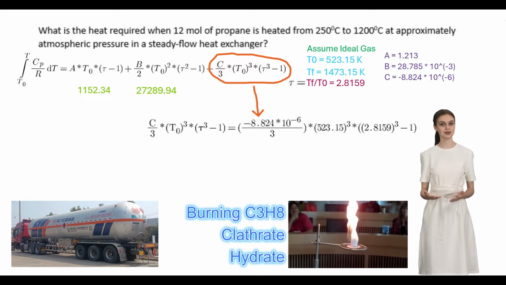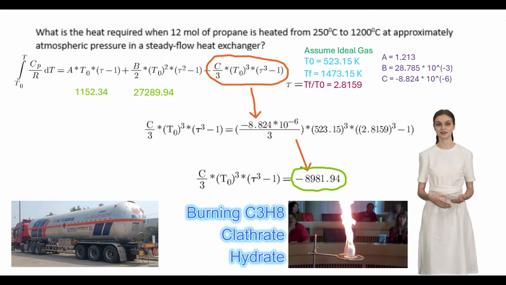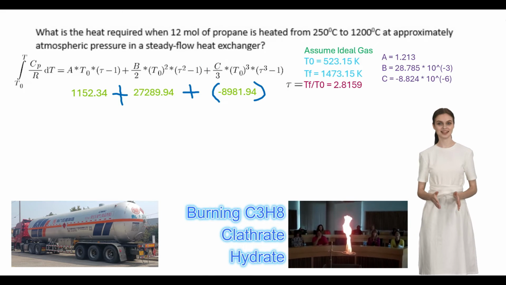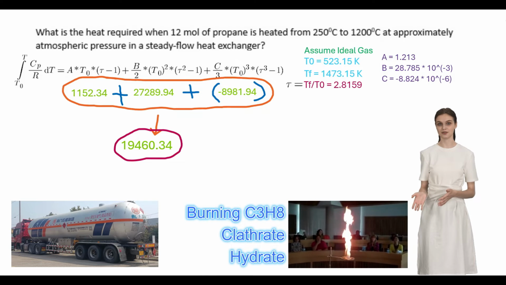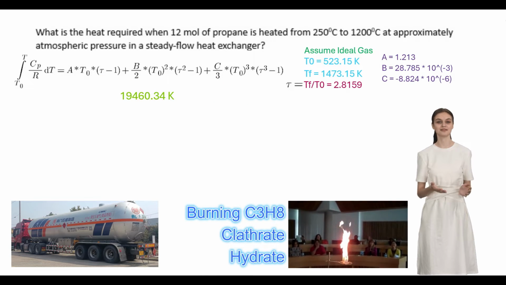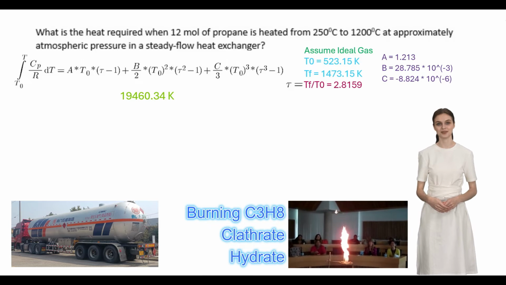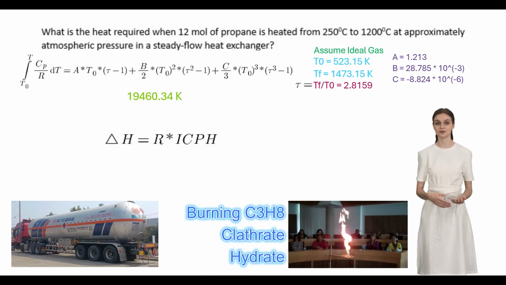Finally, let's look at the third part of the function. Plug in the known values. The third part of the function equals negative 8,981.94. Add these values together. These values added together equal 19,460.34. The value of the complete function is 19,460.34 Kelvin. Change in enthalpy equals the ideal gas constant times the derived value from the ICPH function.